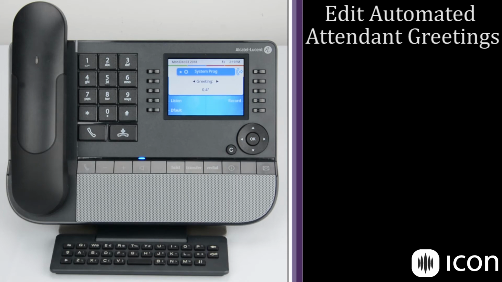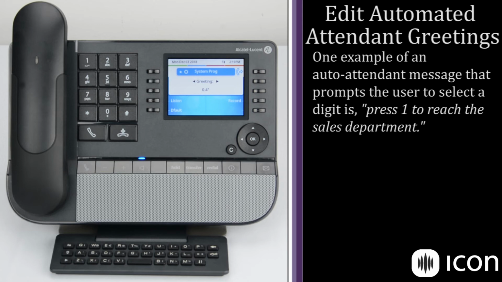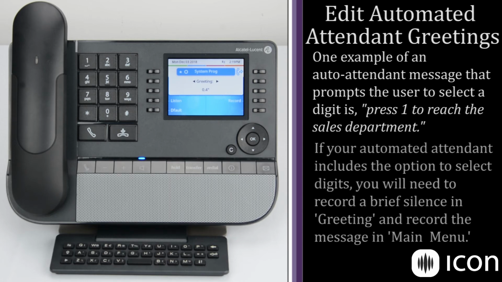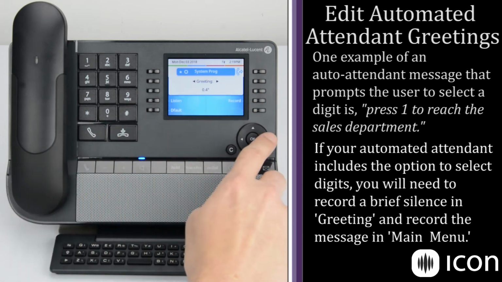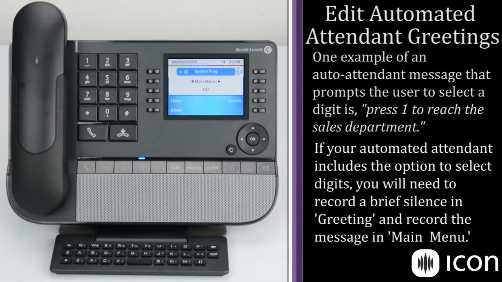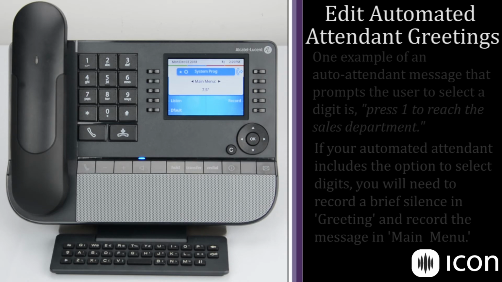And here there is an important distinction to keep in mind. If your message does not have any prompts to dial digits, record your message in the first option, named Greeting. If your recorded message includes prompts to dial extension numbers or any other digits, you'll need to record a brief silence in the greeting and scroll over to the main menu option in order to record your daytime auto attendant message. This is because the system is not ready to respond to any dialed digits while playing the greeting, only while playing the main menu.